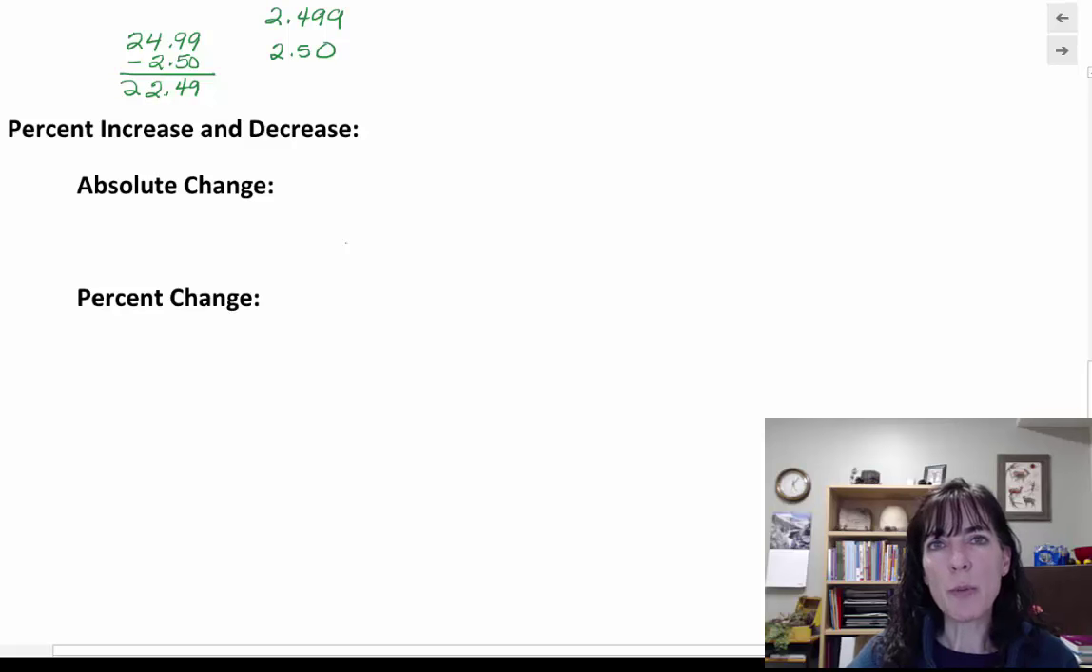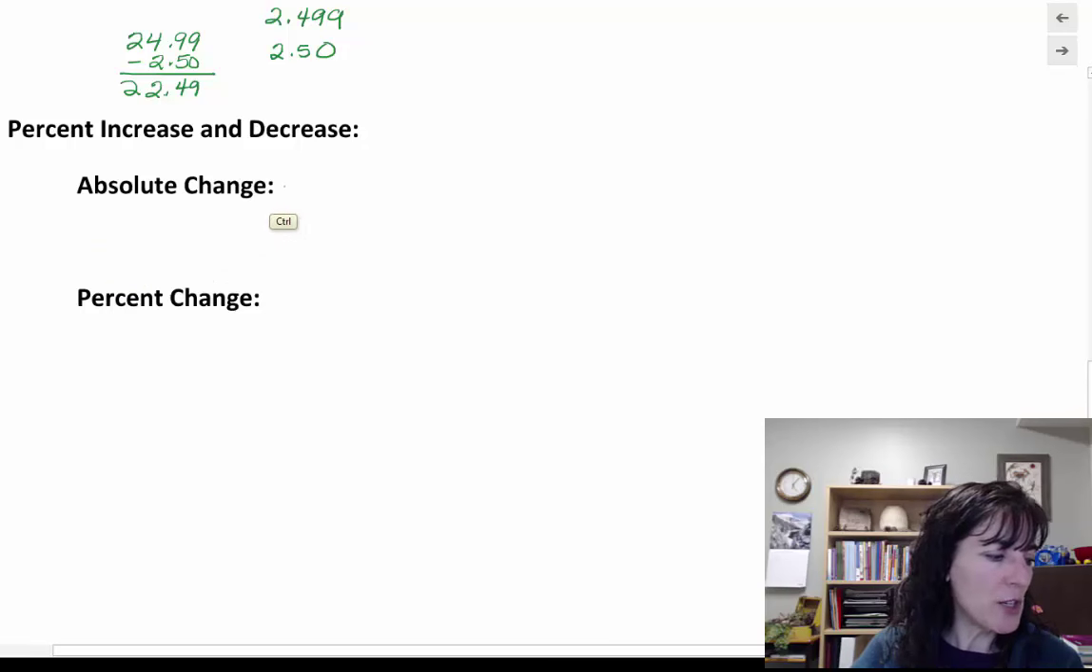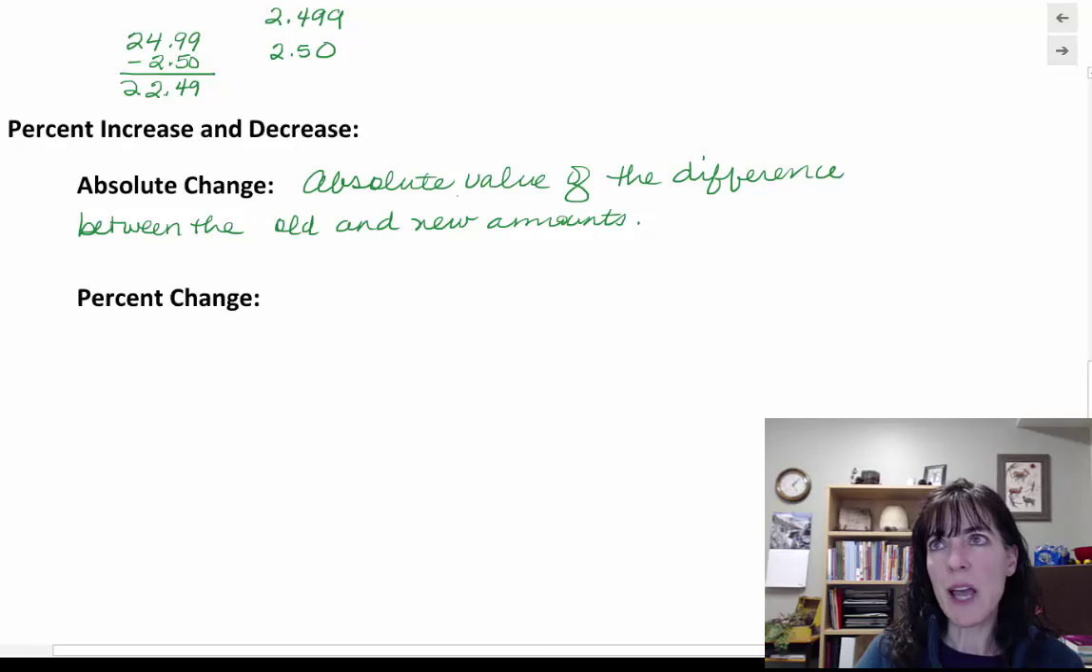So we often talk about percent increase and decrease from a different perspective, not I'm finding the amount of tax on my bill and then finding my total bill, but we talk about it as the tax being either a percent increase on the bill, or in the case of the discount, it's a percent decrease on the bill. So we look at those two from a slightly different perspective, and when we do that, we talk about the absolute change, and that is, we talk about that as the absolute value of the difference between the old and the new amounts.